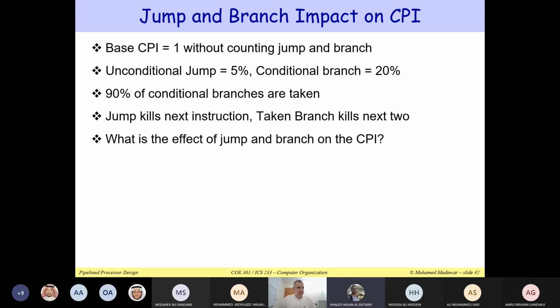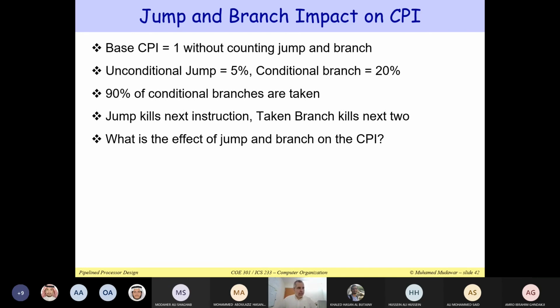CPI is going to double. We're going to have 2 CPI for jump instructions. Yes, but only 5% of the instructions are jumps. So we don't multiply it by 2. We keep the base CPI, which is 1. We count only the number of wasted cycles. Only count the number of wasted cycles.